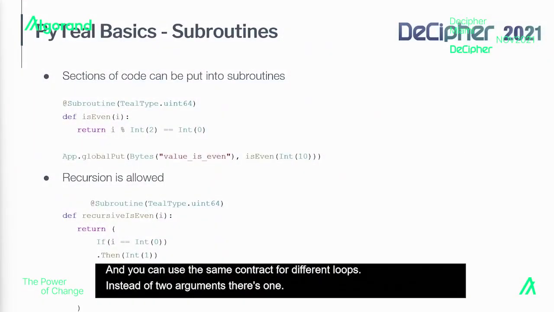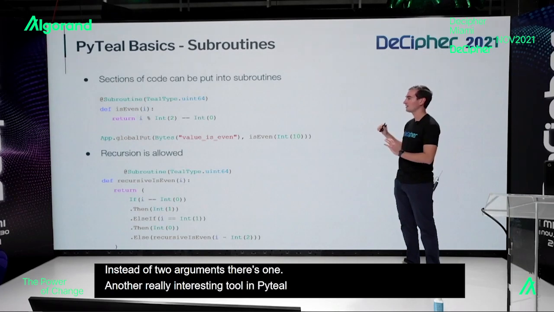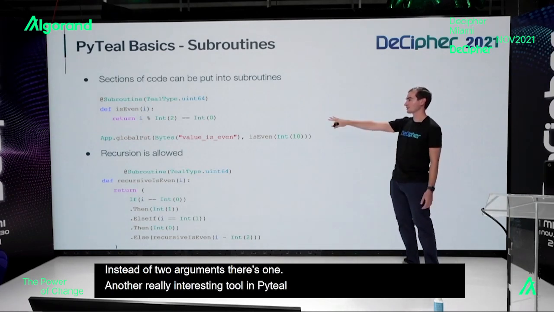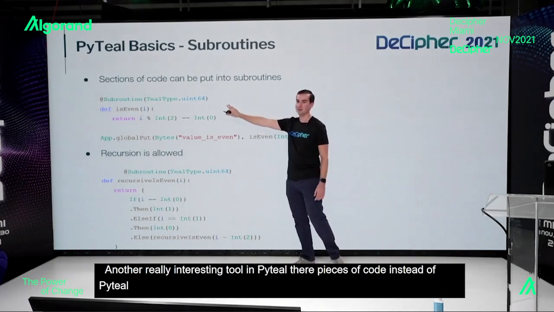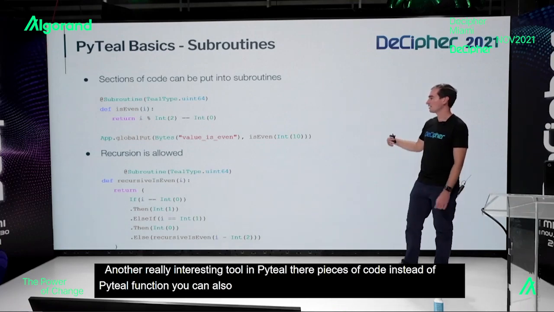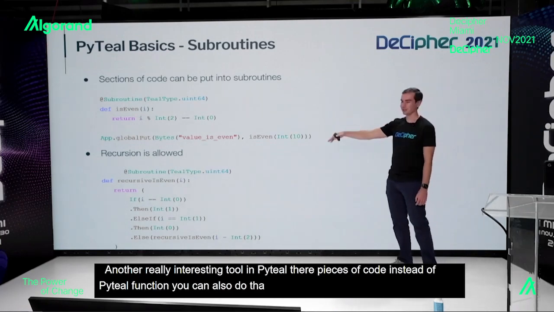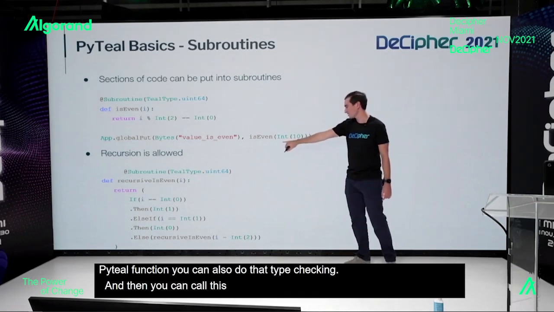Another really interesting tool is subroutines in PyTeal. Subroutines are essentially functions. They're pieces of code that you can put inside a Python function. You add the subroutine decorator like that. And you can also declare the return type, which is helpful for type checking. And then you can call the subroutine from later on in your program, just like a normal Python function. It looks the exact same.